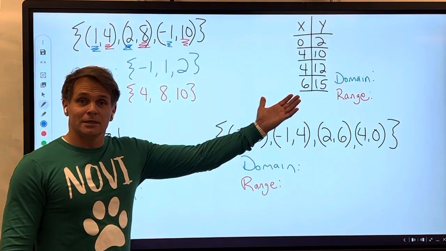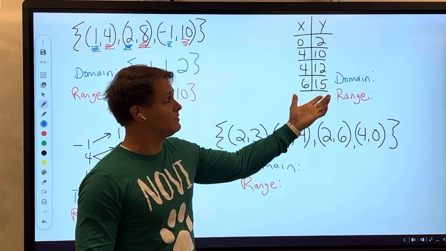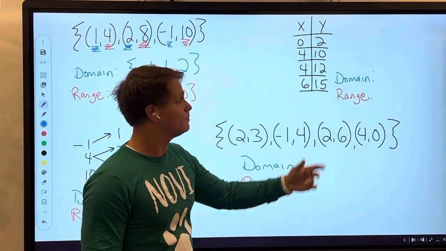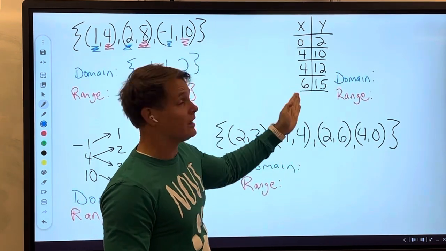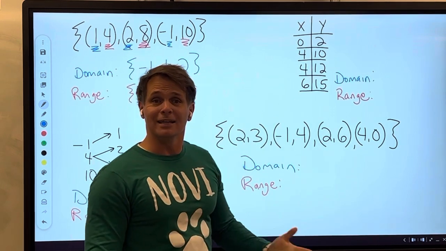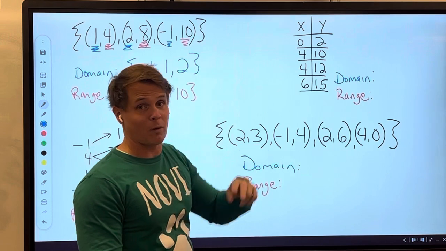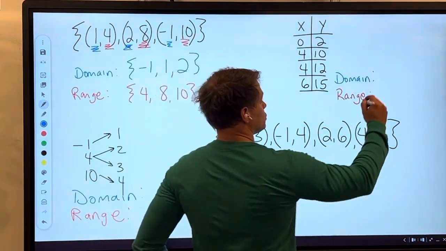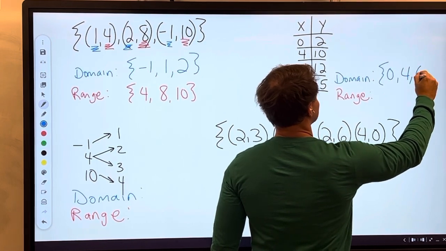Now let's take a look at the next set of numbers here. I have 0, 2, 4, 10, 4, 12, and 6, 15. This is written in a table. The domain, again, is the x values. Now here I have it in the left-hand column, 0, 4, 4, and 6. They're already in ascending order, but I have a repeating 4 here, and I don't have to write the 4 twice. So I'm going to write 0, 4, 6.